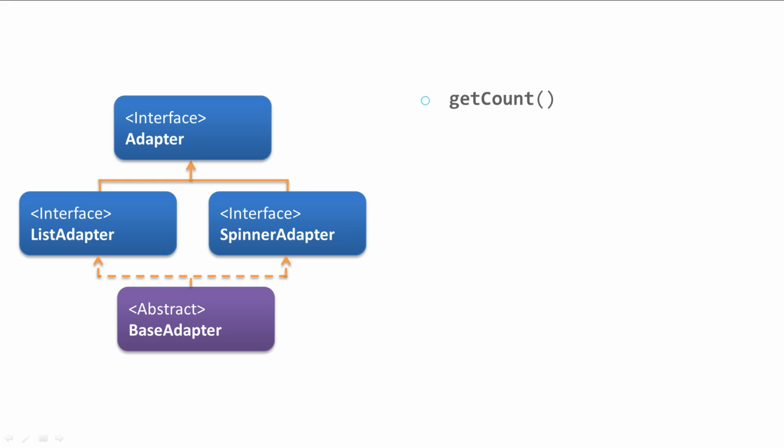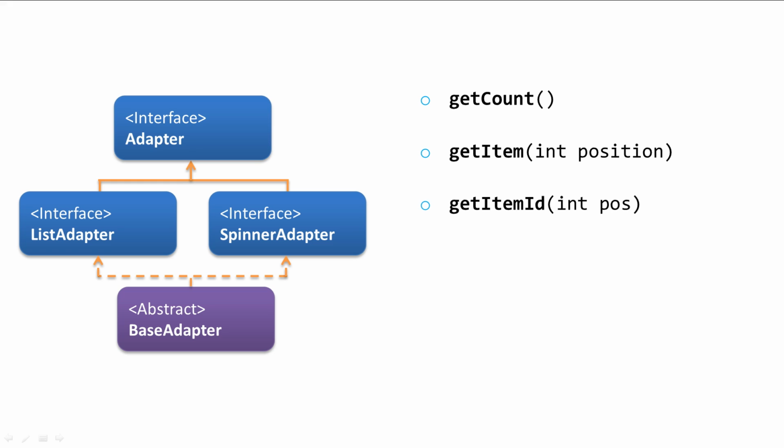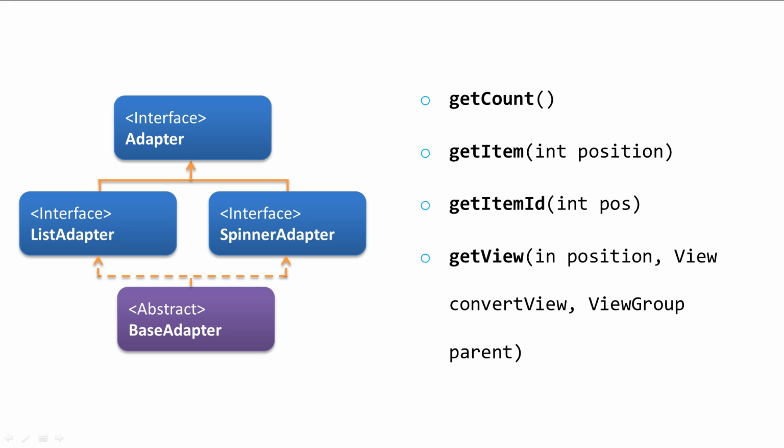They are: getCount tells Android how many items to show in the adapter view. getItem gets the data item associated with the item. getItemID returns the dataset's ID for an item. And getView creates the view that displays the data for the specified item position in the adapter view.